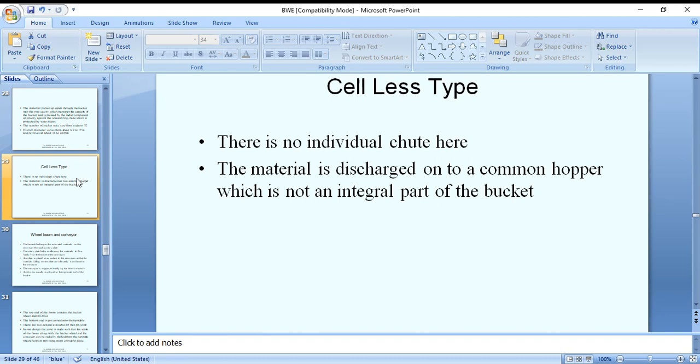Cell-less type. There are no individual chutes here. The material is directly discharged into a common hopper, which is not an integral part of the bucket. So this is the other type. The buckets do not have individual chutes; automatically it will collect in some other hopper.